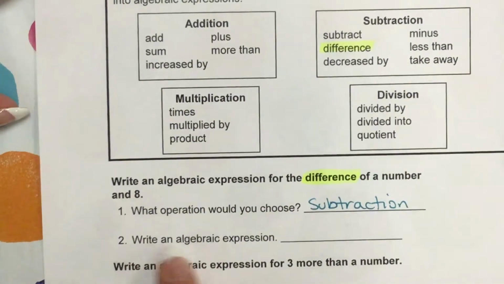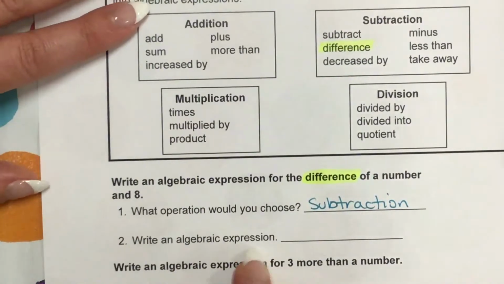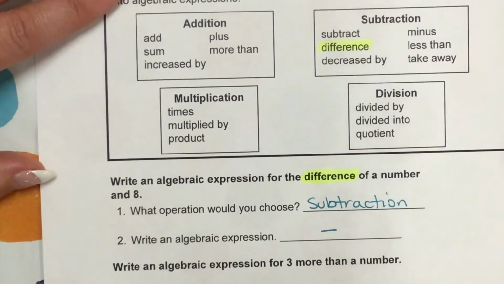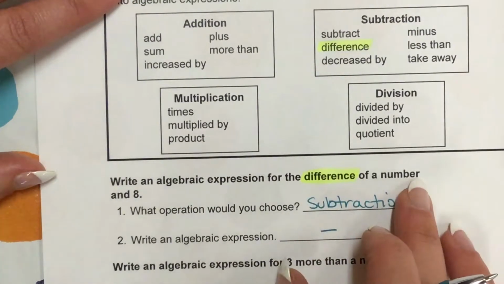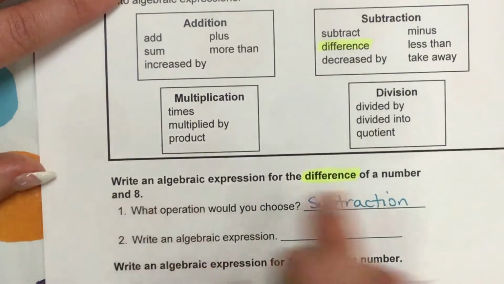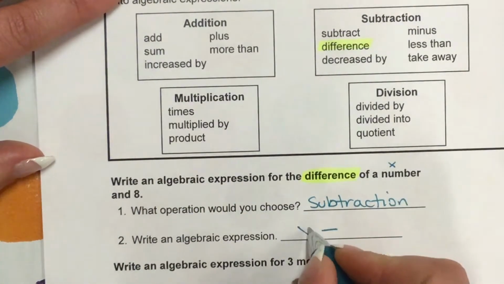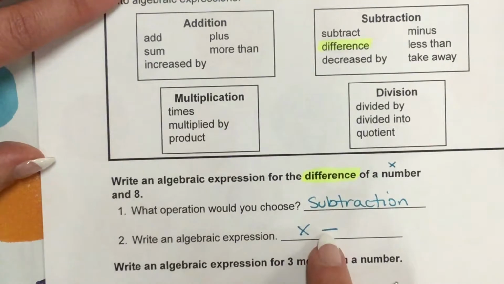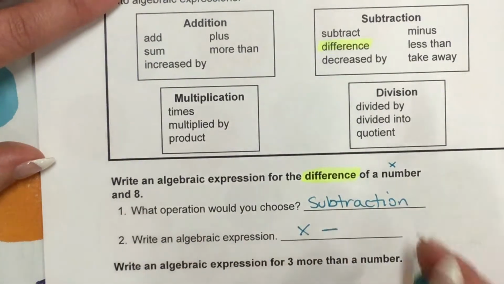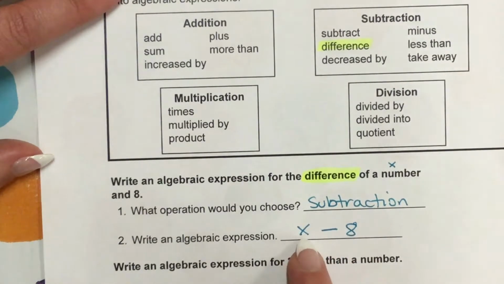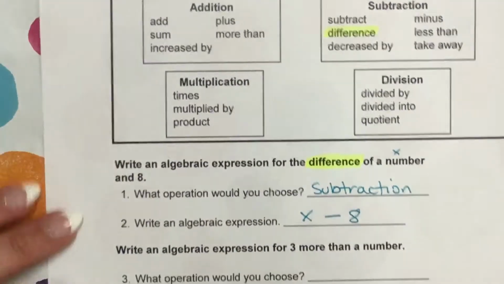All right. Number 2 says, write an algebraic expression. All right, cool. So we know that we're dealing with subtraction. So I'm just going to make a subtraction mark there. It says the difference of a number and, so what do we say for a number? Let's just call it x. That's our variable. So it's going to be x. And is where we put the subtraction sign, and then just 8. So there we go. That's how we write it, x minus 8, or the difference of x and 8. Okay, on to the next one.